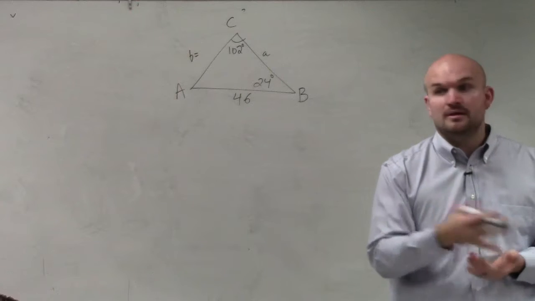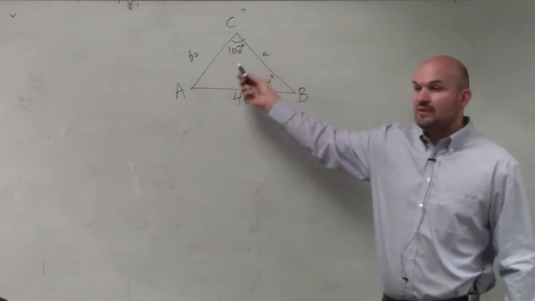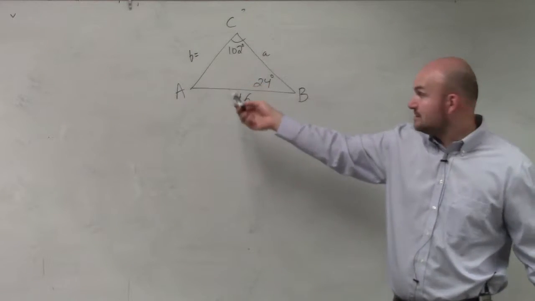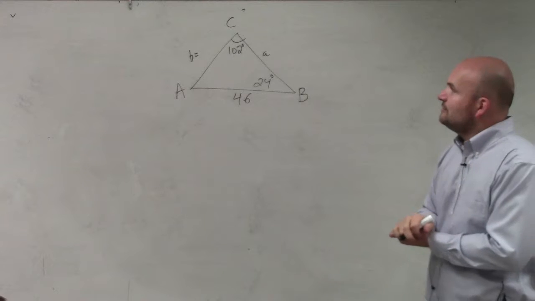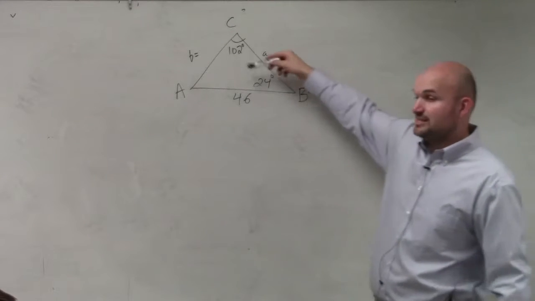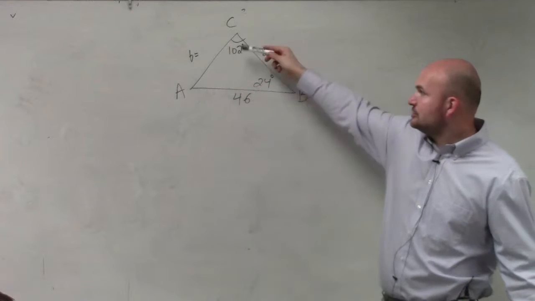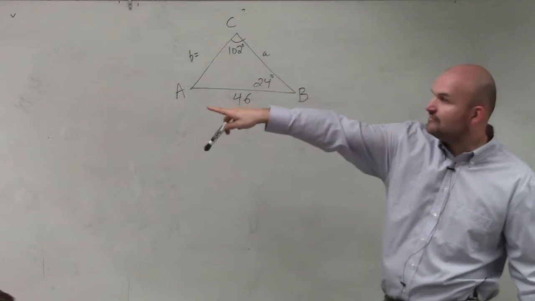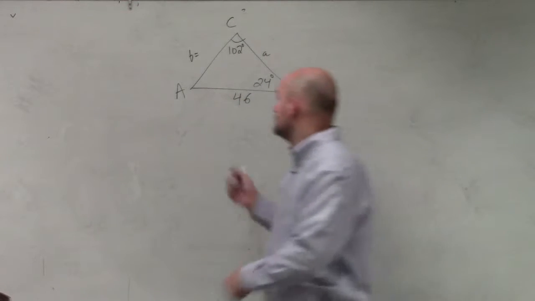Now we can go ahead and solve for B by using our law of sines. With law of sines, we can use it whenever we have a ratio of an angle and its opposing side length. Just notice how the opposing side lengths are like the same variable: A across from A, B across from B, C across from C.